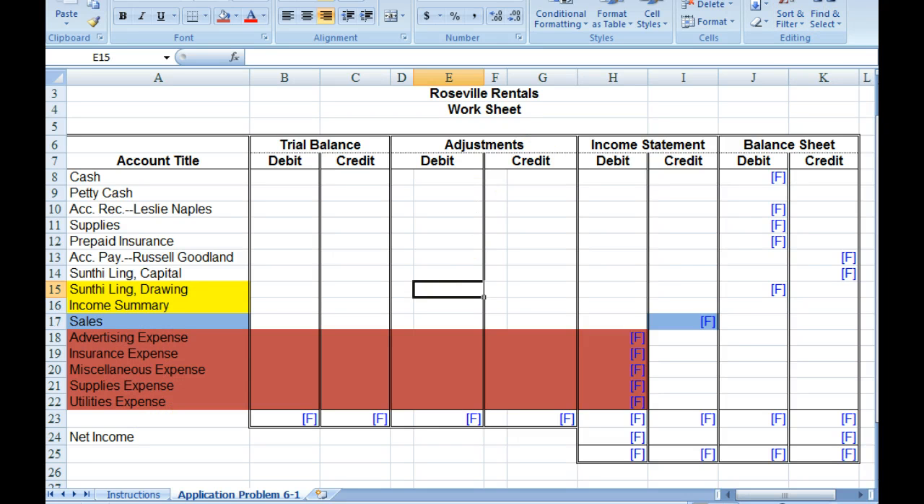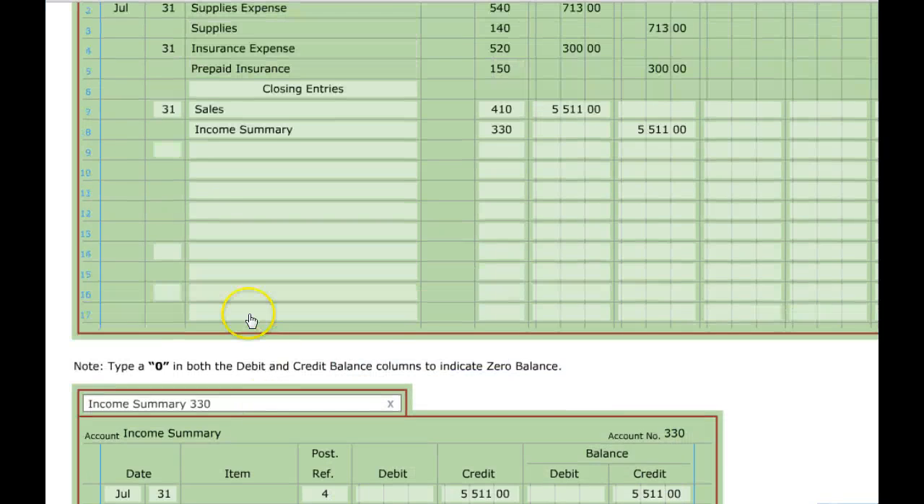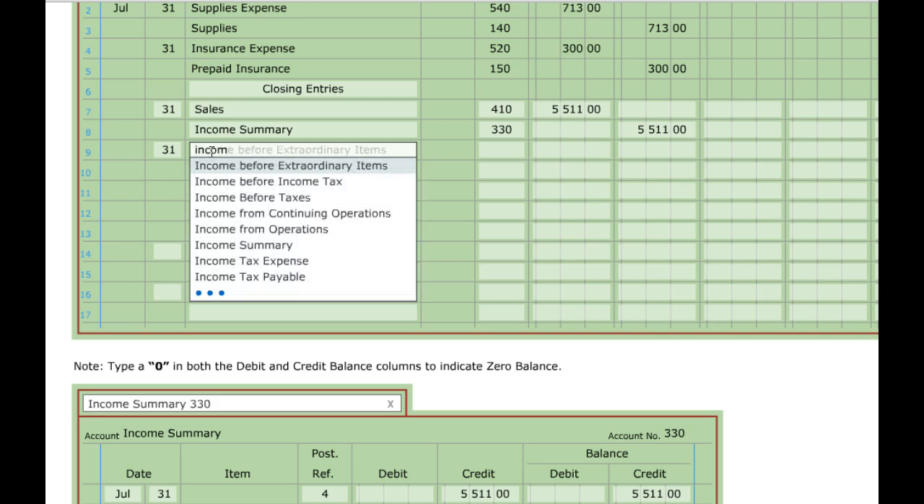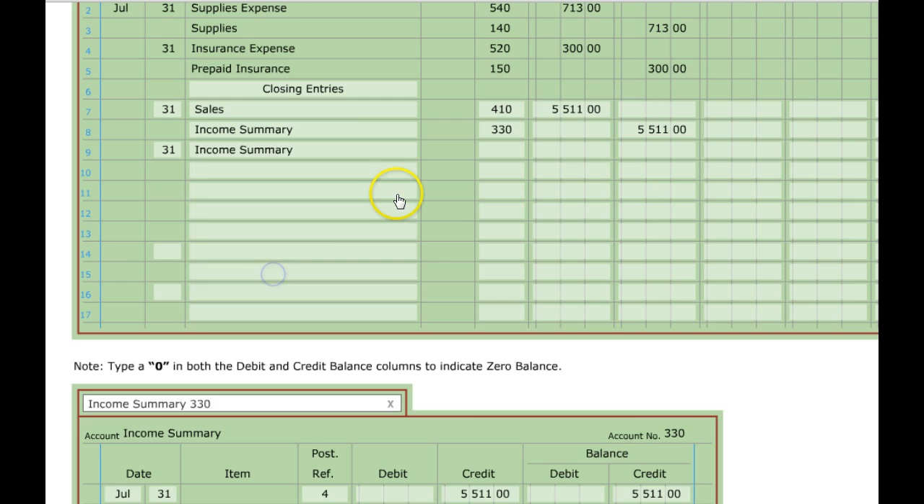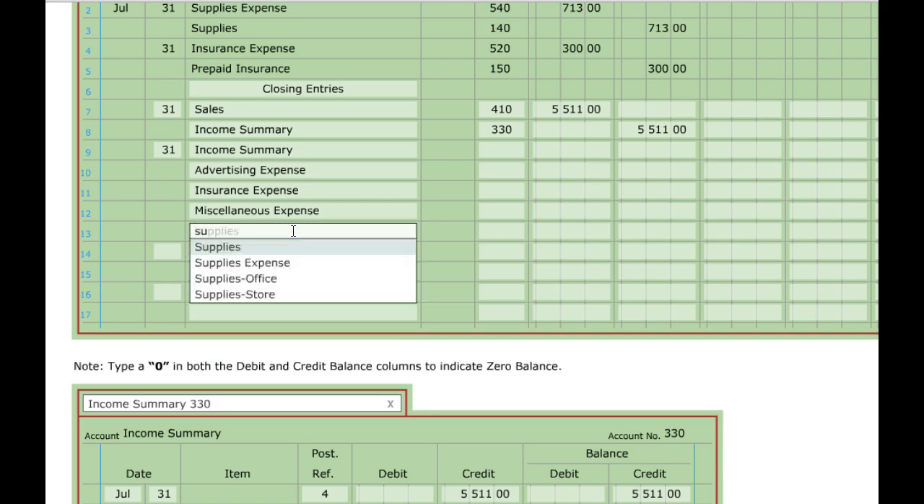So to close these out, I have to credit all of my expenses. Now, when I'm going through and I do that, I have to debit something. So once again, we're going to use income summary as a way to keep everything temporarily out of our hair. We don't know what the balance is at this point, so I'm just going to skip that, and we'll do advertising expense. Okay, we'll put down insurance expense. We'll put down miscellaneous expense, and we'll put down the last one right here, which is supplies expense.